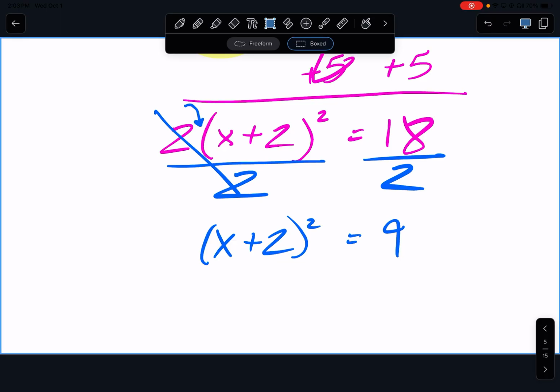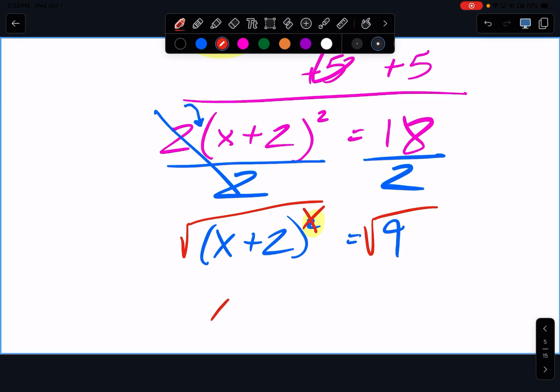Okay. All right, my next step is I want to get rid of this squared. So I need to do what to both sides? I'm going to square root both sides. So we're going to do the square root of, that's going to cancel out our exponent. So we have x plus 2 equals, what's the square root of 9? 3. Not just 3. It's plus or minus 3.